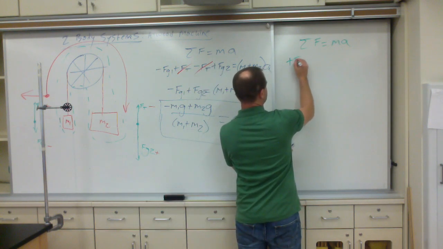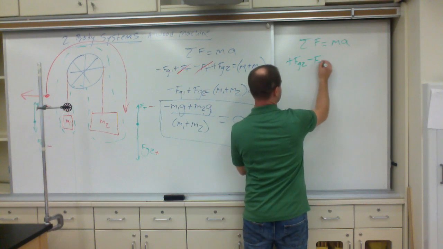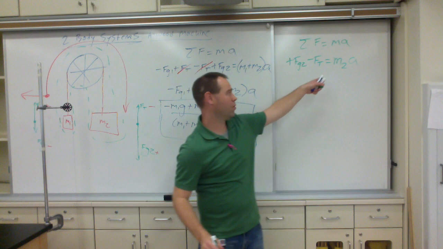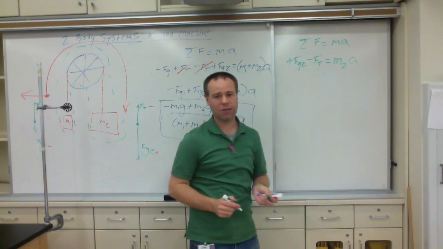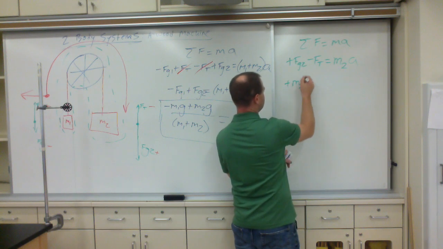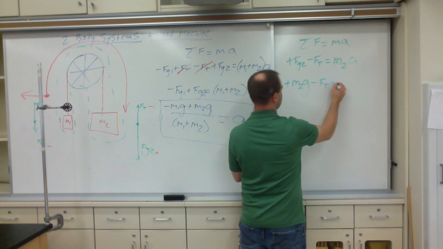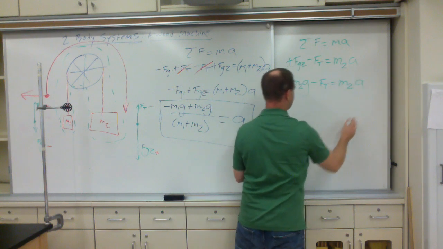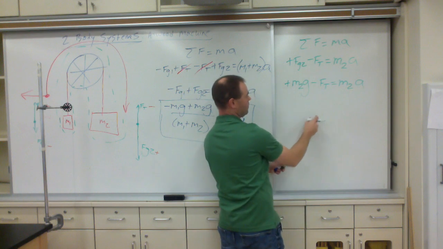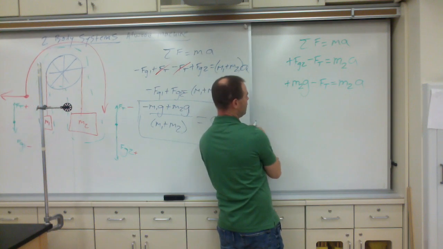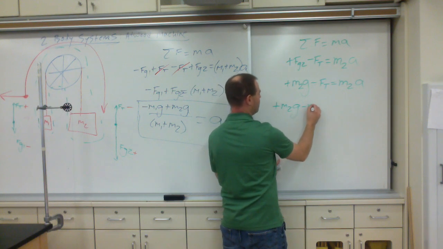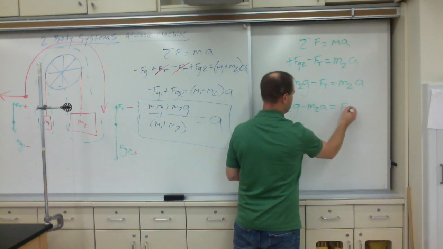So plus force gravity 2 minus force tension equals m2a. This is no longer m1 plus m2. This is just the second mass. So we've got m2 times g minus force tension equals m2a. What we can do is add force tension to the other side and subtract m2a over. So we get m2g minus m2a equals force tension.